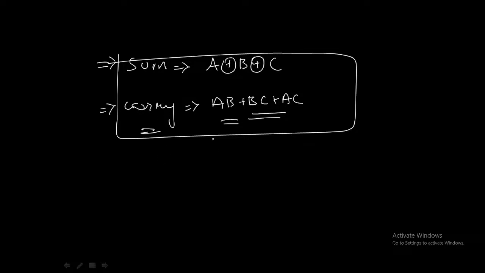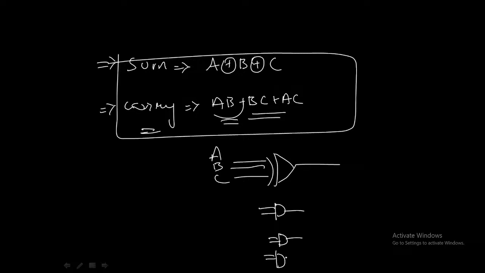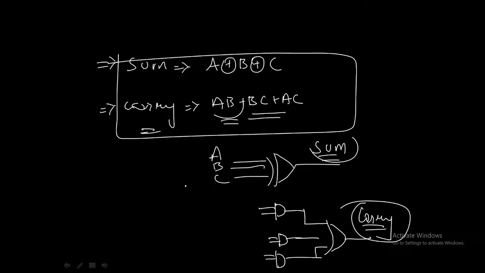Okay, and if I want to draw the logic diagram, you can draw it. Okay, A B C are connected to a XOR gate. Okay, and for connecting AB you can use an AND gate, AB, BC and AC, and you can connect them to an OR gate. It will become the carry, and here it is the sum. Okay, so this is how you are going to design a full adder, and you can note down the logic diagram and the Boolean expressions for full adder. Sum is equal to A XOR B XOR C, and carry is equal to AB plus BC plus AC.